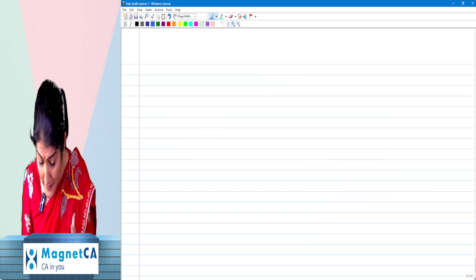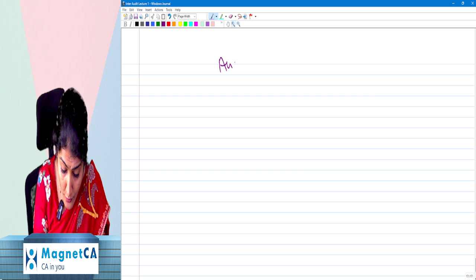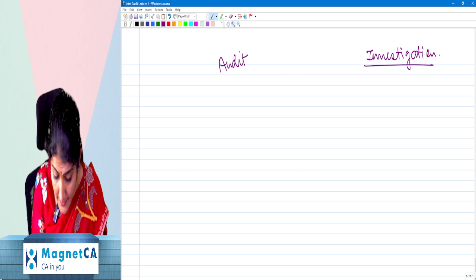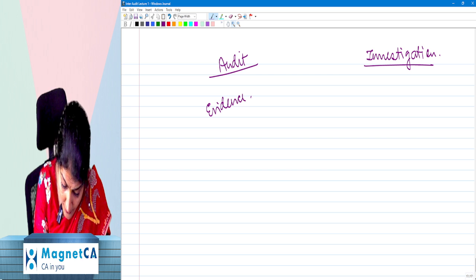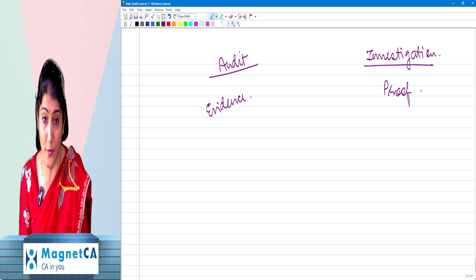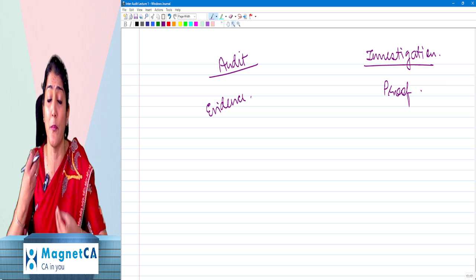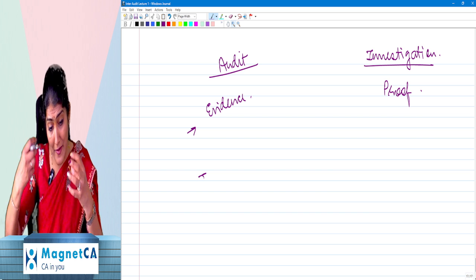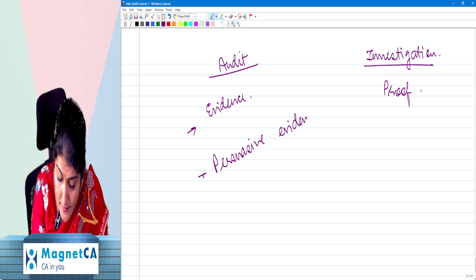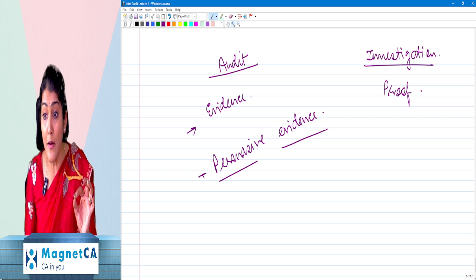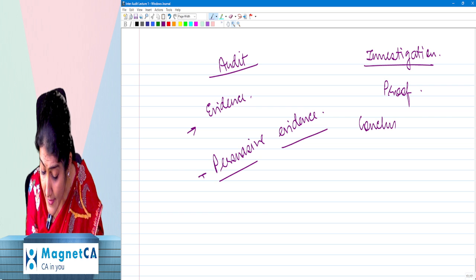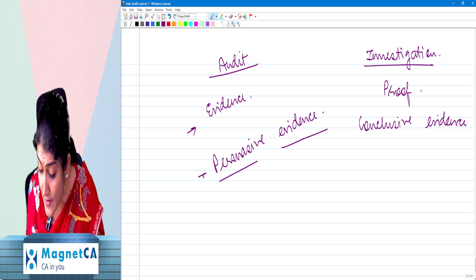You understand? Some of you also mentioned something called conclusive evidence. So you have audit, and then you have something called investigation. In an audit you get audit evidence; in investigation, you get the proof. The evidence which you get in an audit, by performing the audit procedure, is mainly persuasive evidence. Investigation also gets evidence, but the evidence which you get in an investigation is conclusive evidence.